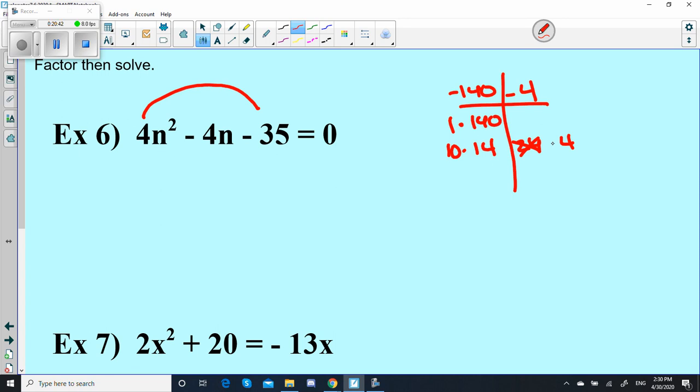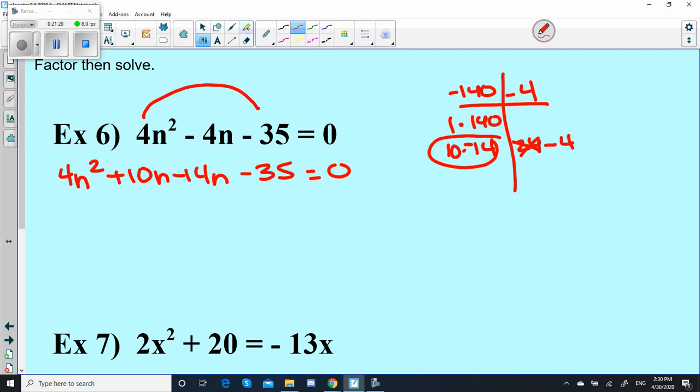And I want this to be negative 4 because that's what it's supposed to be in the middle. So that means the bigger one has to be negative. So I'm going to put my negative with my 14 and then see if it works. 10 times negative 14 is negative 140. And then if I add them, 10 plus negative 14 gives me negative 4. So these are my two factors that I want to use in place of the middle term because we're doing this one with grouping. So we'll do 4n squared plus 10n minus 14n minus 35 equals 0.